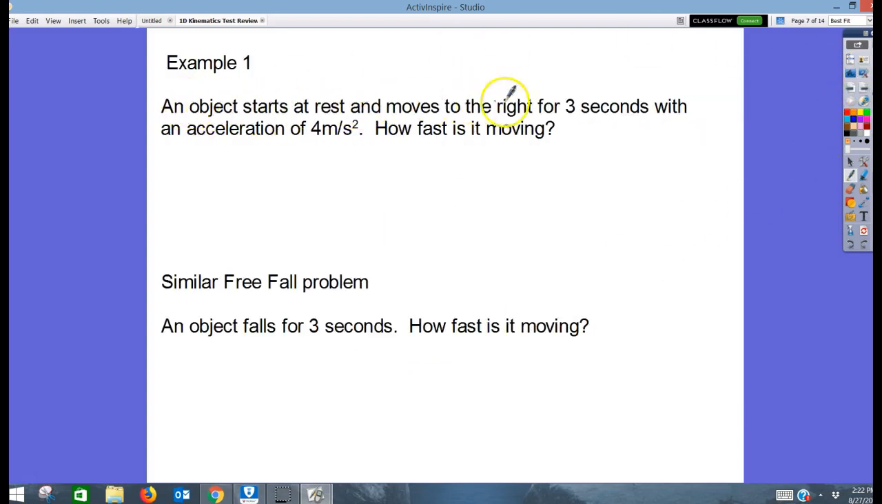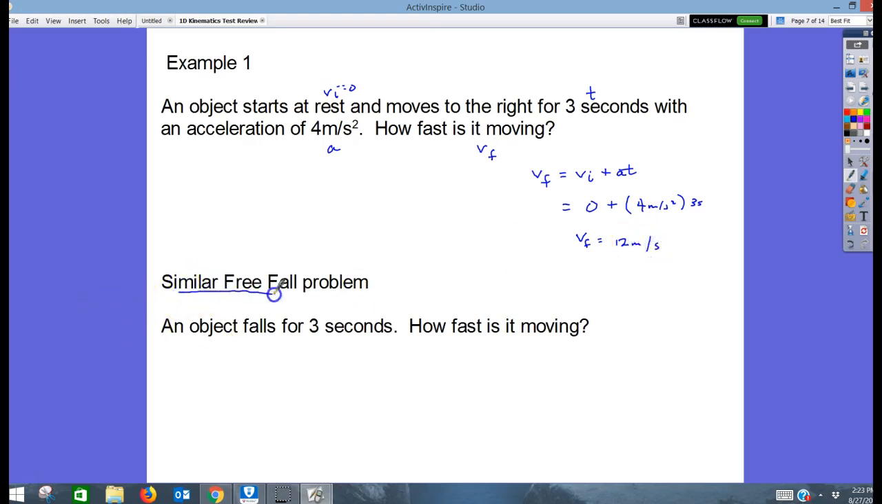Example 1, an object starts at rest and moves, okay, so that's an initial velocity of 0, and moves to the right for 3 seconds, that's a time, with an acceleration of 4 meters per second. How fast is it moving? So we're looking for a final velocity. So I'm going to use the final velocity is the initial velocity plus acceleration times time, because that's what I have. So our initial velocity is 0, and our acceleration is 4 meters per second squared, and the time is 3 seconds. And so the final velocity is 12 meters per second.